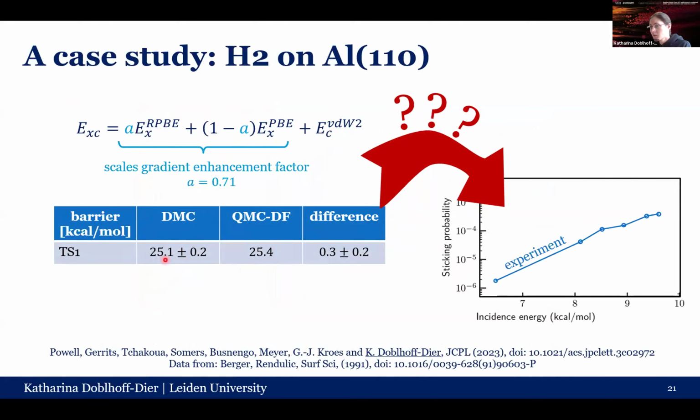Then we took the barrier height that we got for the lowest lying transition state in DMC and tried to scale A such that we would find a functional, which here I call QMC-based density functional, that closely reproduces this barrier. And once we have this QMC-based density functional, we can ask the question, well, can we now use this to correctly predict our sticking probability?